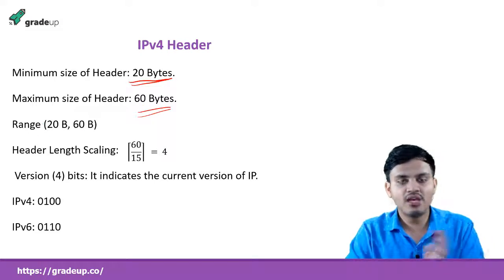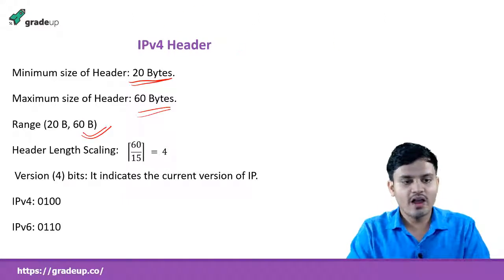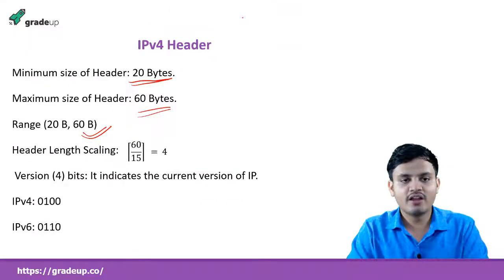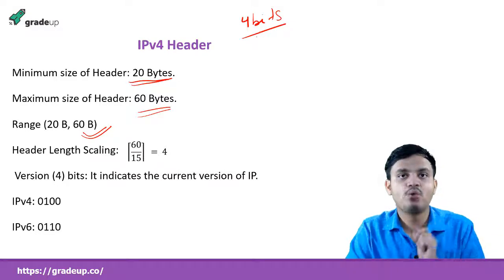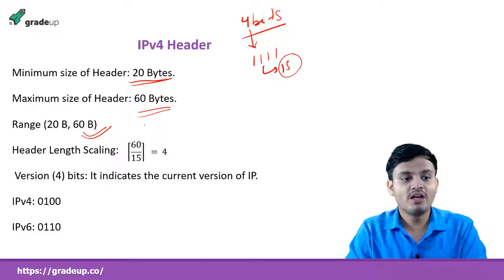So it is varying from 20 byte to 60 byte. But I told you how many bits are used for header length: 4 bits. With 4 bits, the maximum number you can get is 15. How? 1, 1, 1, 1. That is 15 in decimal. So you get a maximum of 15, but header length can be at least 20 and at most 60.